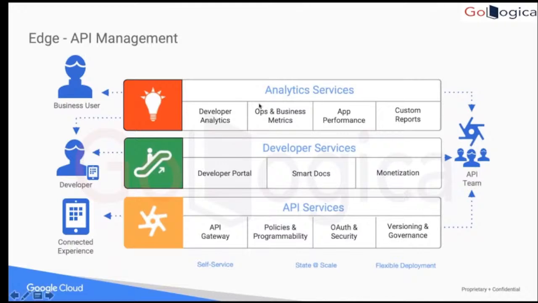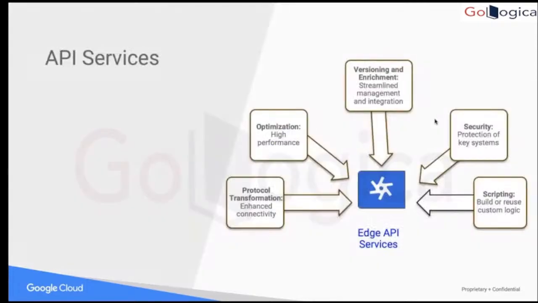And the third is obviously analytics. With analytics, you can have developer analytics for the developers who are going to consume your APIs and develop apps. For their analytics, you can have operations and business metrics. You can have app performance, and you can also generate custom reports based on certain criteria you want. So these are the three core offerings which Apigee provides as a service. These slides are just a bit more detail about this.